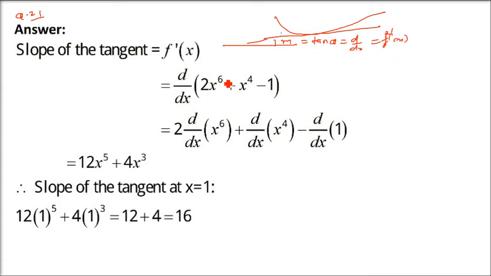So ultimately the question is asking you to find d by dx. That is quite simple. X raised to 6 gives 6x raised to power 5, and 2 was already there, so 12x raised to 5. Then x raised to 4 gives 4x raised to 3, and the constant gives 0. So 12x raised to 5 plus 4x raised to 3. Now at x equals 1, first find the derivative, then put x as 1. So 12 plus 4 is 16.